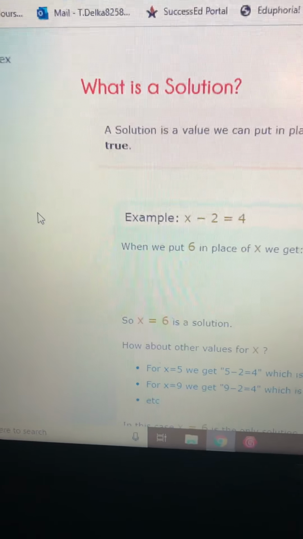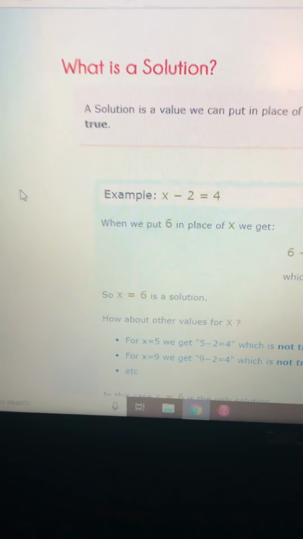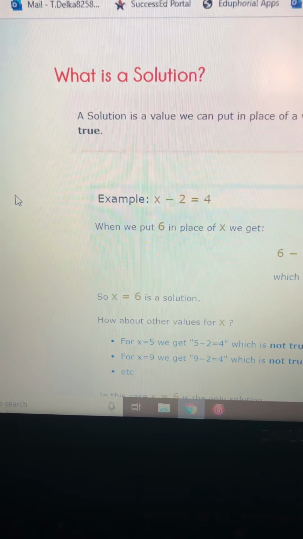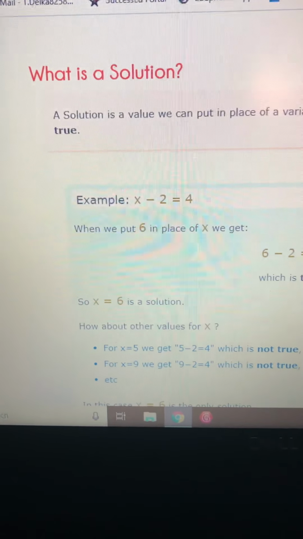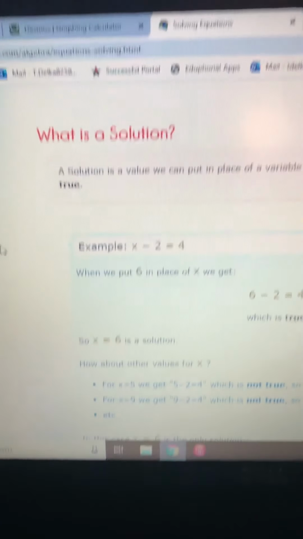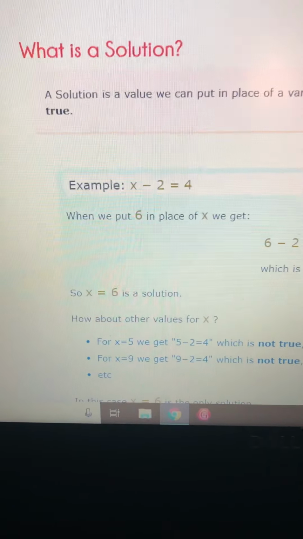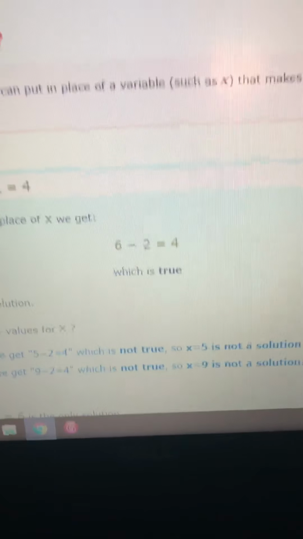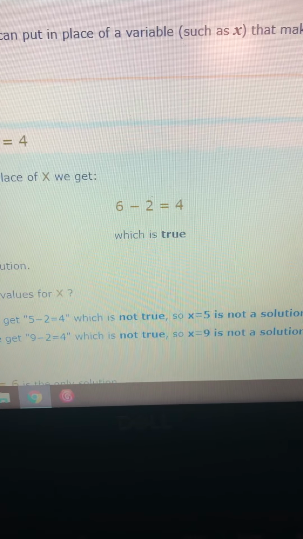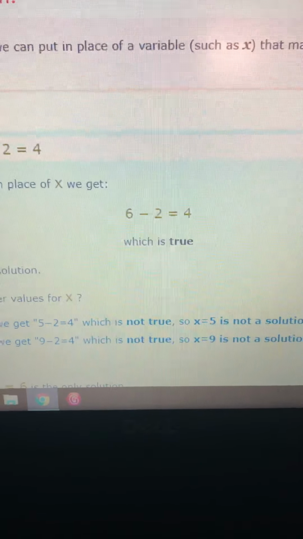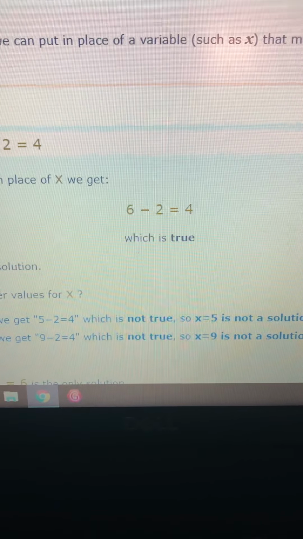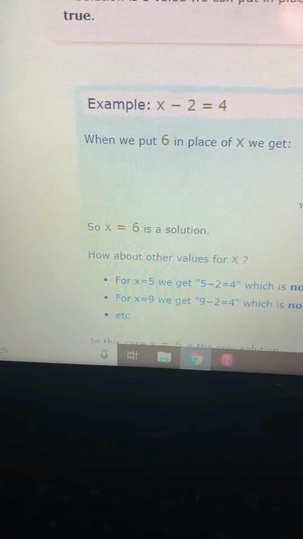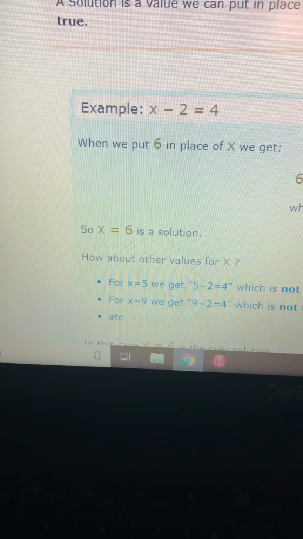Even my own children are learning this right now in their math classes: they're missing this number to make the math statement true. The example they gave was x minus 2 equals 4, which is what was above. When we put 6 in place of x, we get 6 minus 2 equals 4. And that is true. Take 6 fingers, take 2 away, you have 4 left. So x equals 6 is a solution.